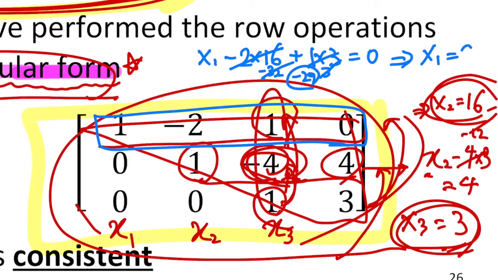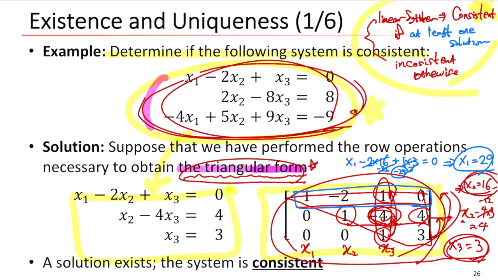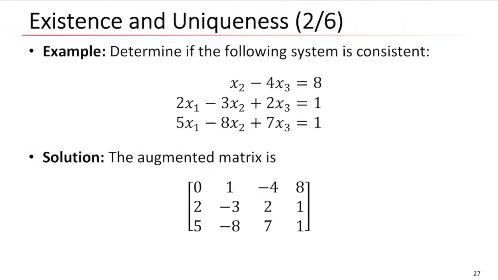So x1 is 29, right? Like this, we can solve the linear system, and because there is a solution, the system is consistent. So we can say that this system is consistent because there is a solution: x1 equals 29, x2 equals 16, x3 equals 3. This is related to the existence of the solution of the system. Okay, let's move to another example.